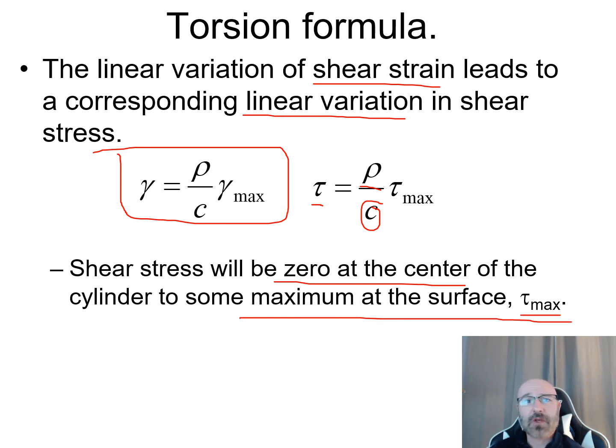We've seen that before. So as we're looking at our circle right there, we can say, okay, at the center right here, it's at 0, and as we get out here to our outer surface at C right there, that's where we're going to have our tau max.